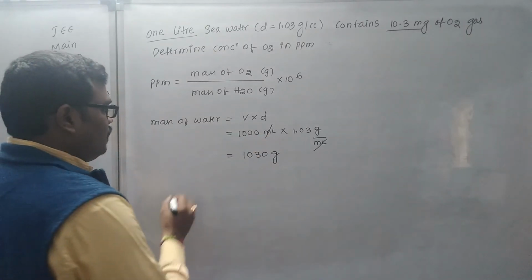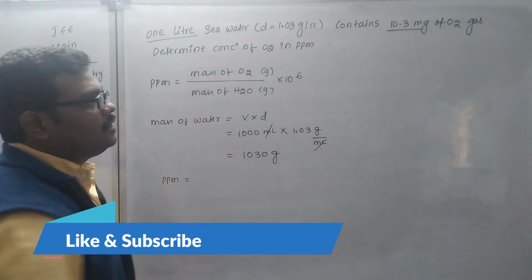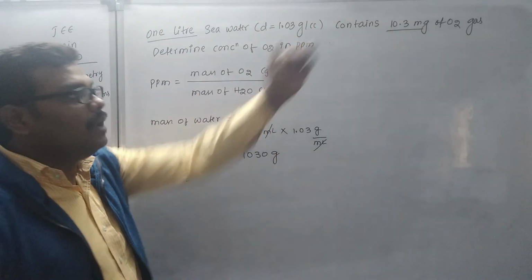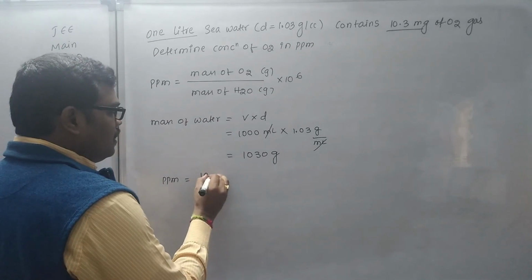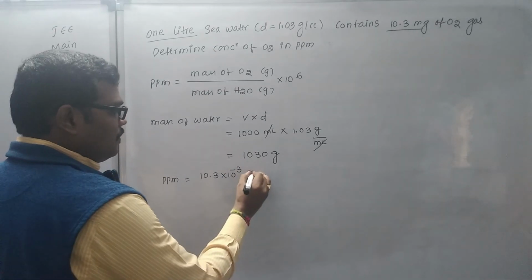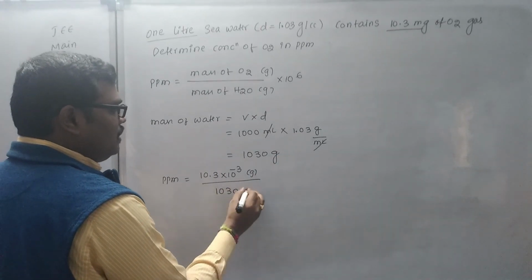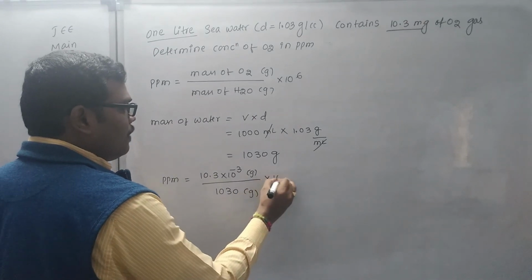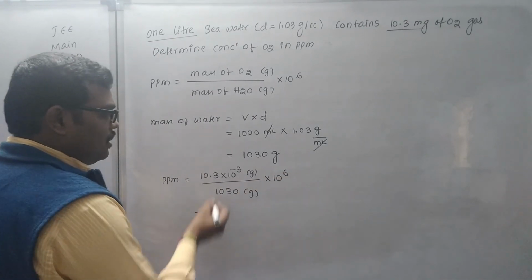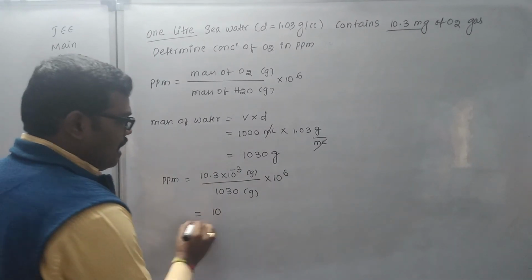Simply we need to substitute that. So parts per million of oxygen is equal to mass of oxygen. Mass of oxygen given in milligrams, convert this into grams: 10.3 times 10 power minus 3 grams by mass of seawater 1030 grams times 10 power 6, which is equal to, see here, if you simplify this you will get 10. So the answer is 10.